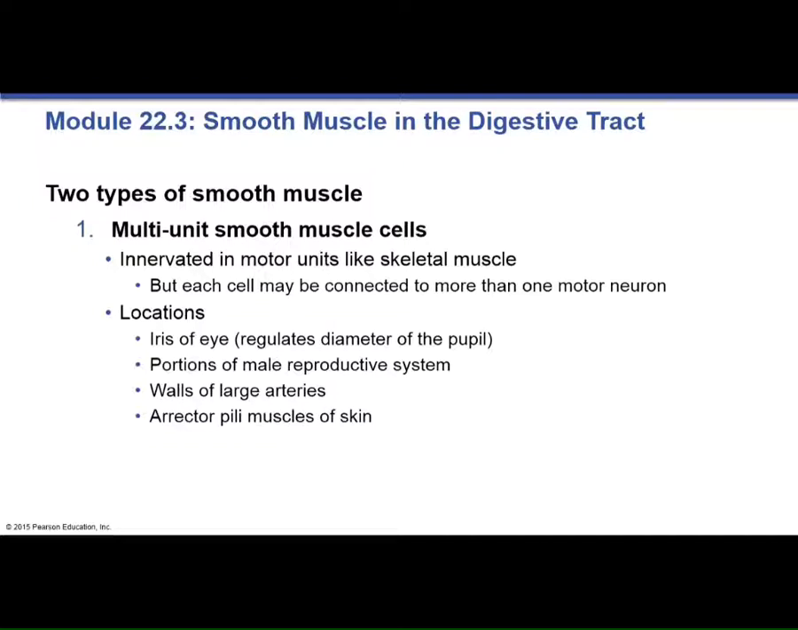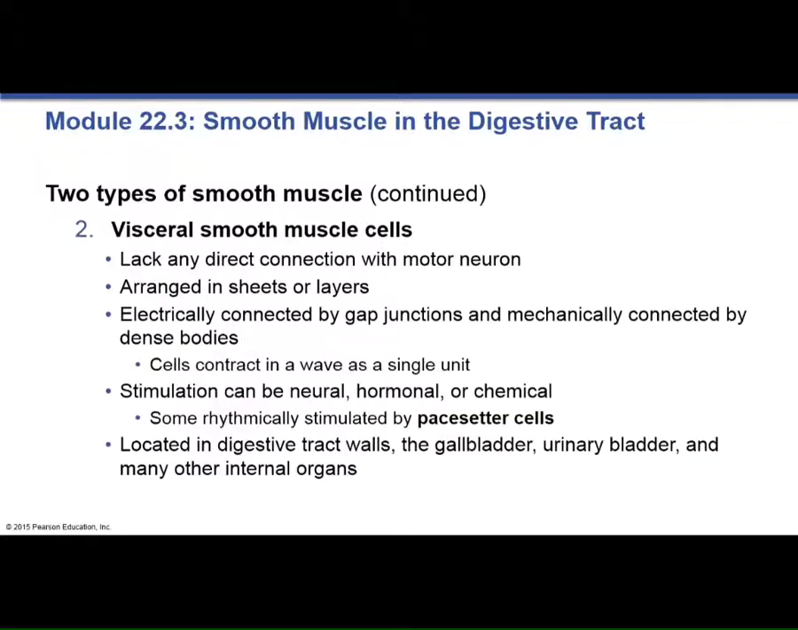Now, another thing about smooth muscle is innervated in motor units like skeletal muscle. Remember that one neuron and all of the muscle fibers to which it attaches is the definition of a motor unit. Here, however, each cell can be connected to more than one motor unit, or motor neuron, sorry. That's different. In the skeletal system, any fiber, any muscle cell was only going to be connected to one and only one axon terminus. So here, we have a little bit of a different thing. So you have some multi-unit smooth muscle cells, and the iris, the male reproductive system, the walls of large arteries, the erector pili muscles of the skin are all these multi-unit smooth muscle cells so that you can have more than one motor neuron going to it.